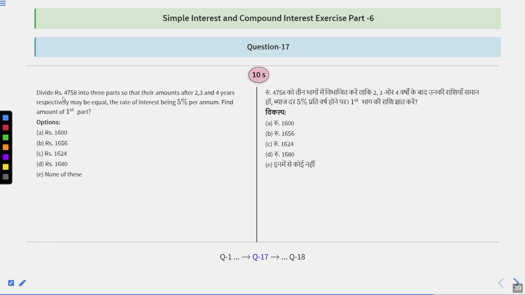Question is, divide rupees 4758 into 3 parts so that their amounts after 2 years, 3 years and 4 years respectively may be equal. The rate of interest being 5% per annum. Find the amount of the first part. You have again 5 options and 10 seconds to analyze the question. Your time starts now.